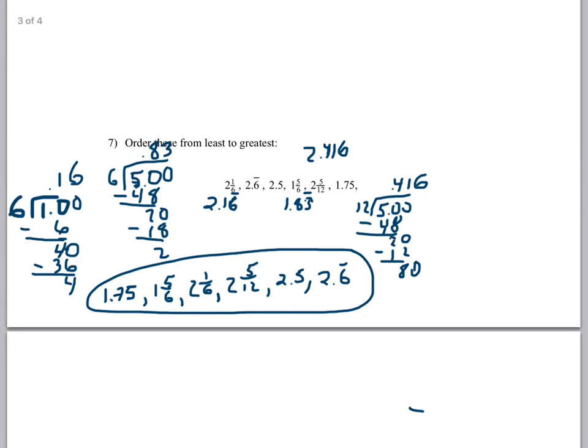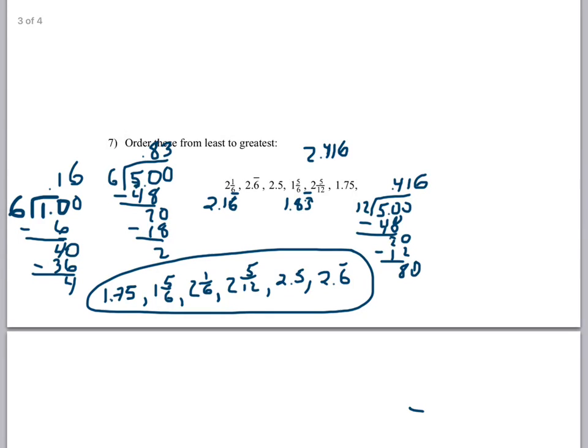Okay, so basically I converted all these into decimals and then I compared them, and I said, well, 1.75 looks like it was the smallest. The 1 5/6, which is 1.83 repeating, was the next smallest one. Then I had 2 1/6 because that was 2.16 repeating.